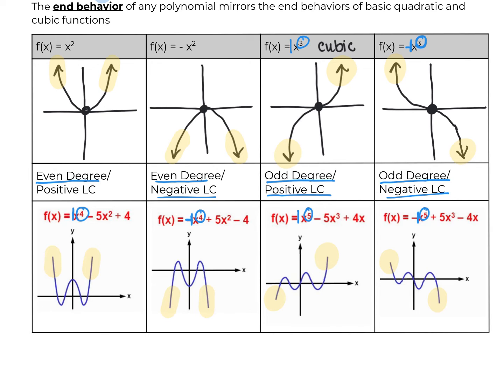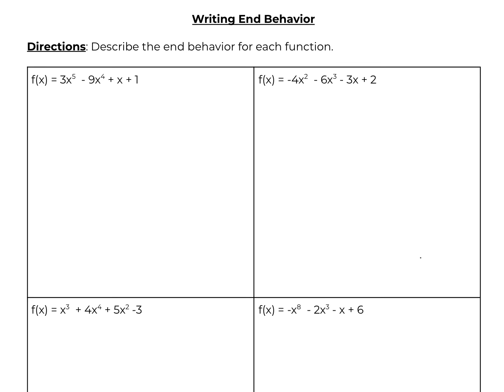All right, so let's look at some examples now. Example number 1 says, describe the end behavior for each function. So we have to combine the two things that we learned on the front page in order to answer this. So we need to know the degree. The degree is the highest exponent, which is 5, and your leading coefficient is the number in front. So degree is 5, and my LC, or my leading coefficient, is 3.